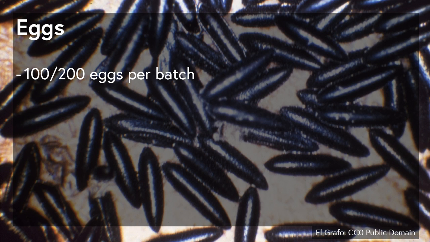The females can produce on average 100 to 200 eggs per batch, and they can do so 5 times during their lifetime, every 3 to 4 days. The number of eggs they produce is dependent on the size of the blood meal they've taken.